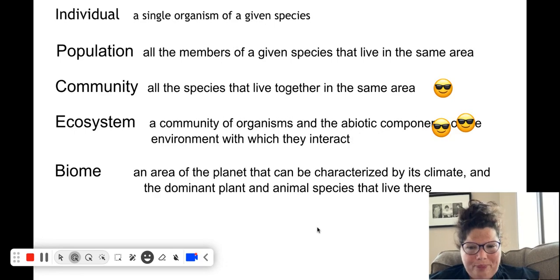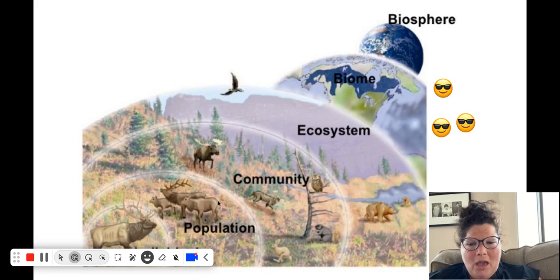Ecosystem is a community of organisms, biotic components of the environment. And finally, biome. It is the area of the planet that can be characterized by its climate. This is a big thing, by its climate and the dominant plant and animal species that live there. So this is small. Our biome is massive. And based on the biome, we can kind of predict what type of species will be there. So just like what I mentioned, here's my species, population, community with multiple species, ecosystem, biome, and then everything lives in the biosphere.